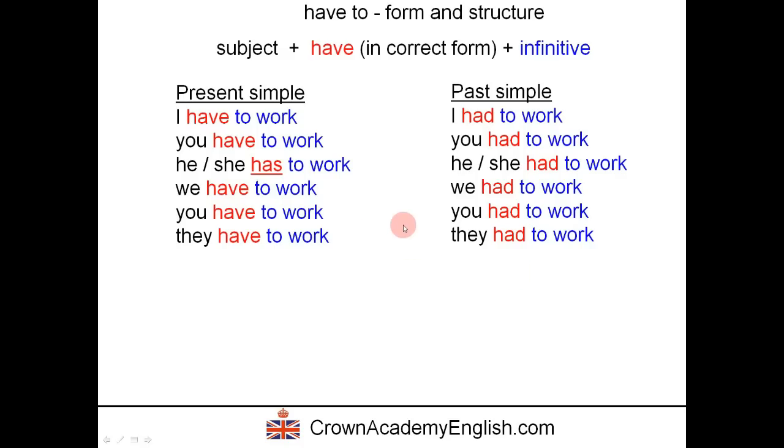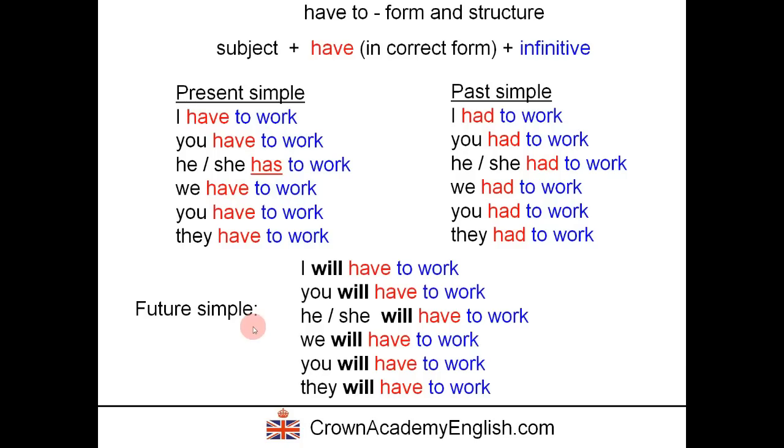And we're now going to look at the future simple. Can you guess what the form of this is? Well, here it is. I will have to work, you will have to work, he or she will have to work, and it's the same for all of them. Here we add the auxiliary verb will to modify have. But it's the same for all of them. So this is the future.